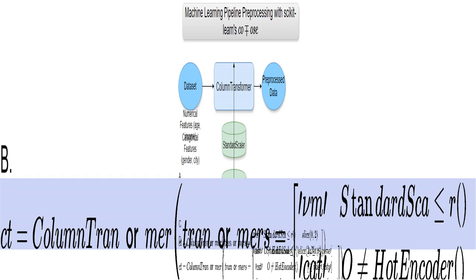This is similar to option A but uses column indices instead of names. It refers to the first two columns, 0 and 1, and the last two. Remainder passthrough ensures that any other columns are left unchanged.